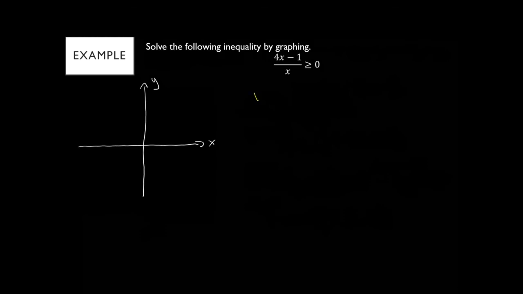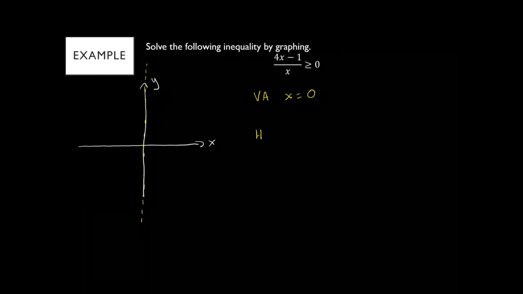So our vertical asymptote is where the denominator is equal to 0. Our denominator is x, so it's x equals 0. So literally the y-axis is my vertical asymptote. So I'm just going to put some dashes there.